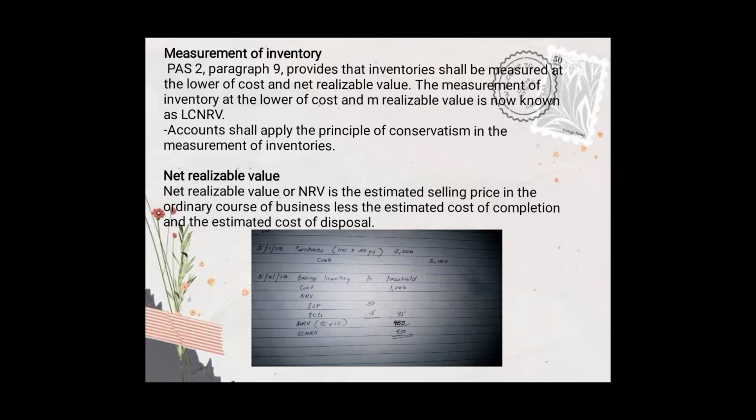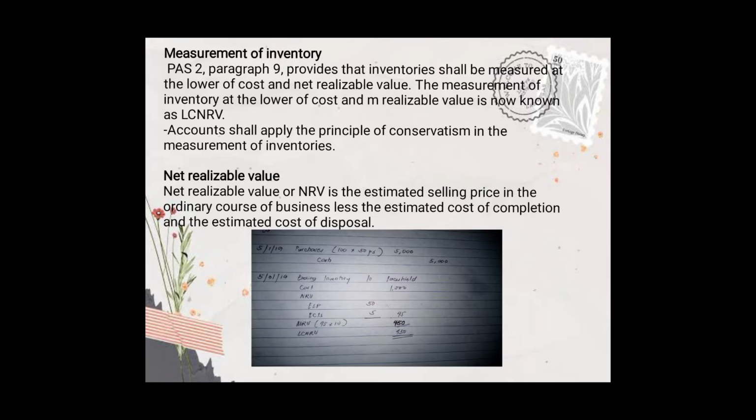So, why is estimated selling price used? Let's go back. In PAS 2, inventories shall be measured at the lower of cost and net realizable value. So, what we look at is the ending inventory, and the ending inventory, when will it be sold? It will be sold in the next accounting period. That is why ESP, or estimated selling price, is the basis in determining the net realizable value.